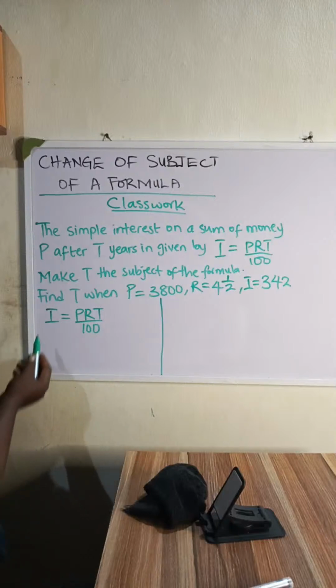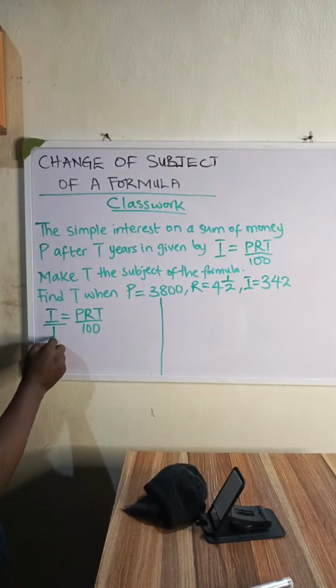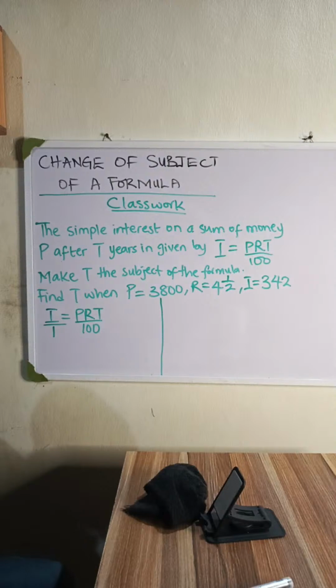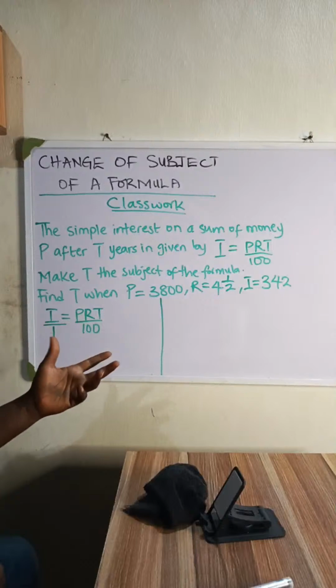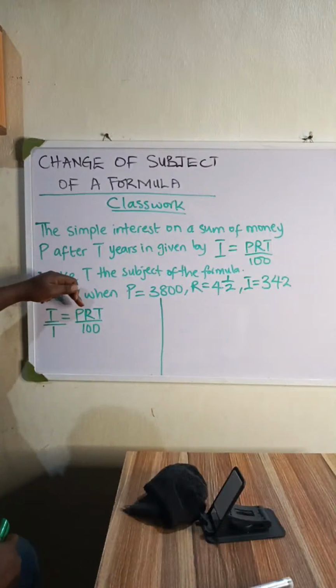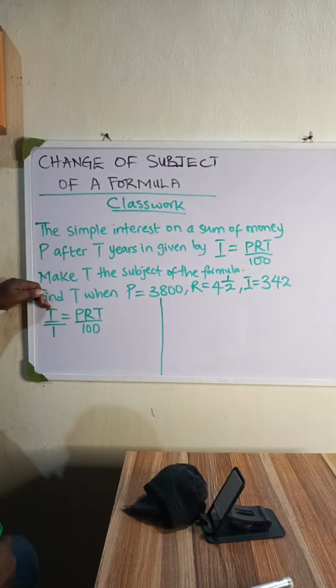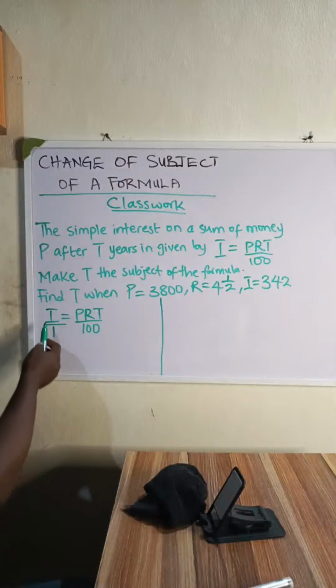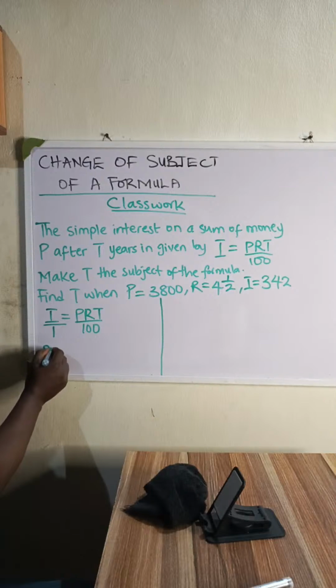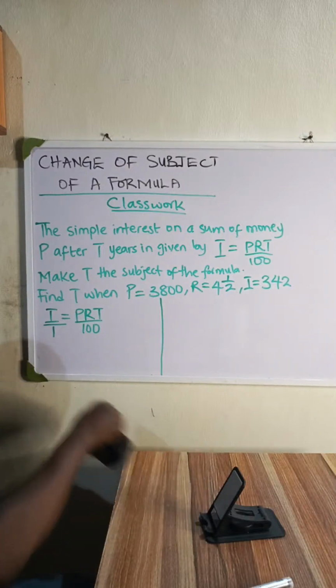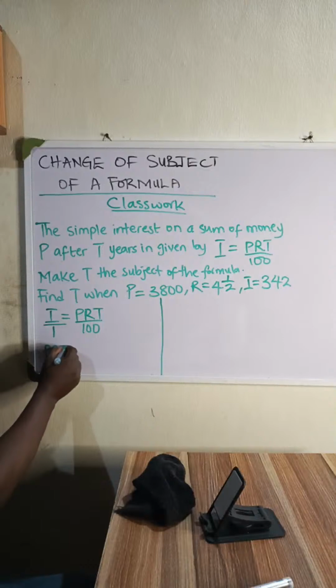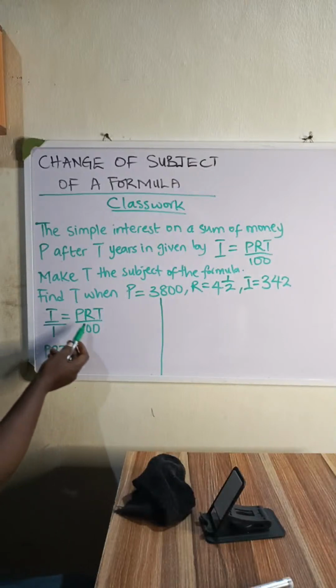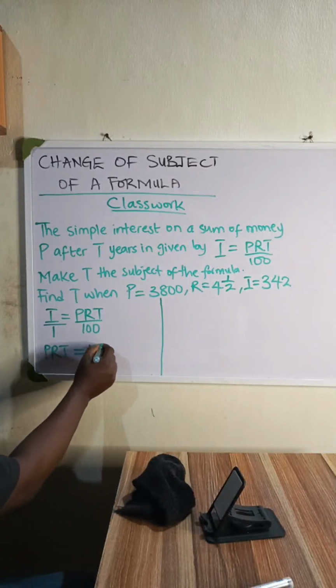I is the same thing as I all over 1. So since I has an invisible divided by 1 and we brought it out, we can simply cross multiply. So this is going to multiply 1 and T is going to multiply 100. So PRT times 1 is going to give us PRT, and I multiplied by 100 is going to give us 100I.